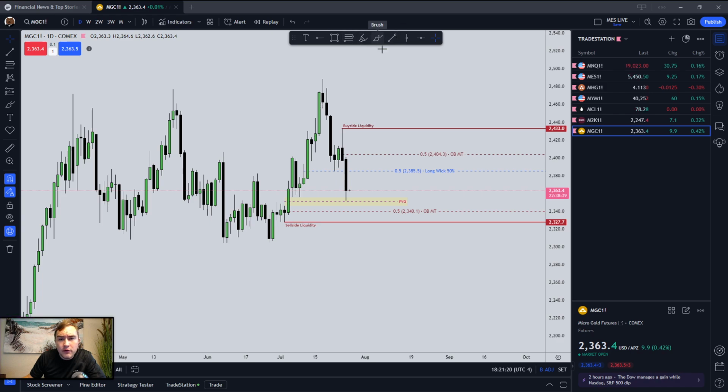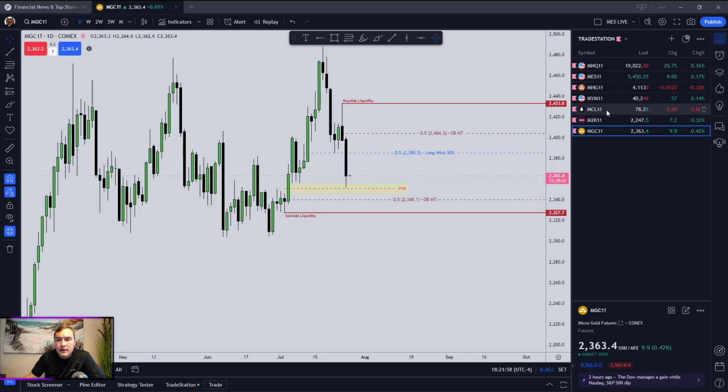Downside targets, first target that I'm looking at is 2,351.1. That is the midway point of this buy side imbalance, sell side inefficiency. After that, guys, I'm looking at an order block here. The midway point of that is 2,340.1. If gold were to have a significant down move on Friday, then there is sell side liquidity or an old low located at 2,327.7. Looking at the gold chart, I think we are going to get something of a relief rally on Friday, although I can't guarantee that.